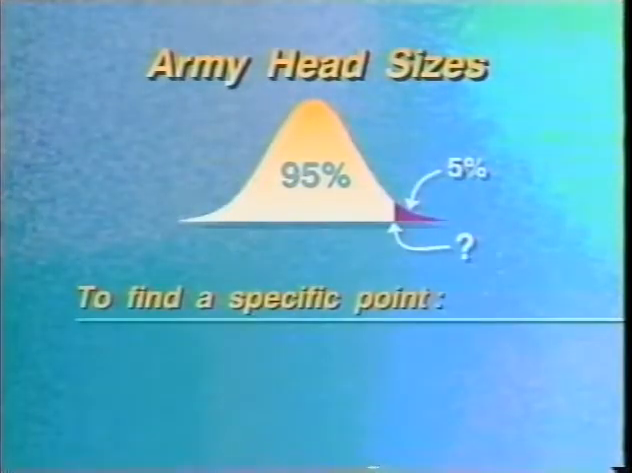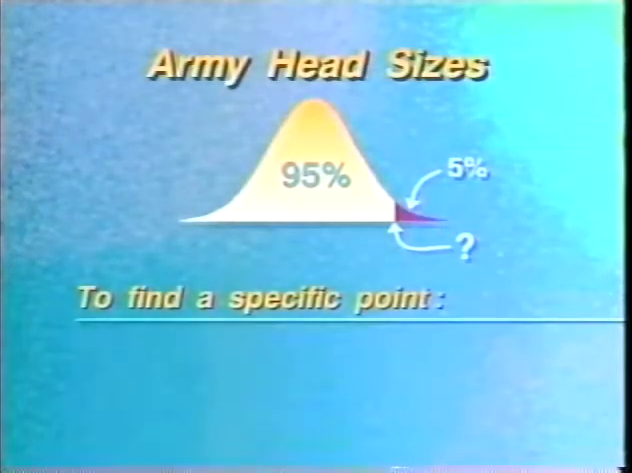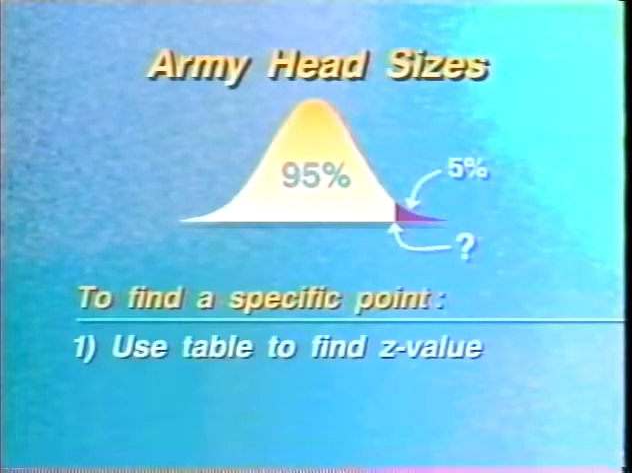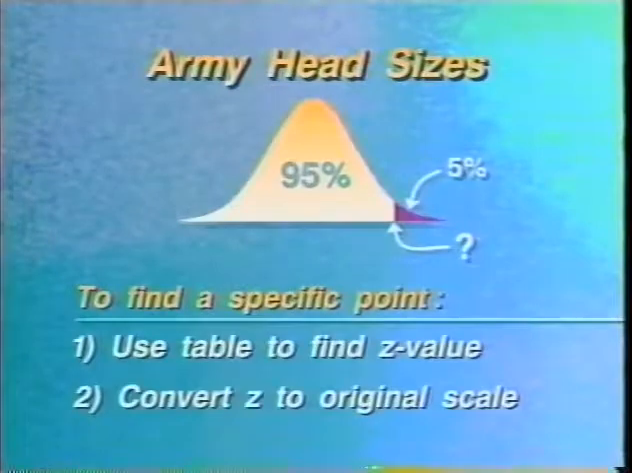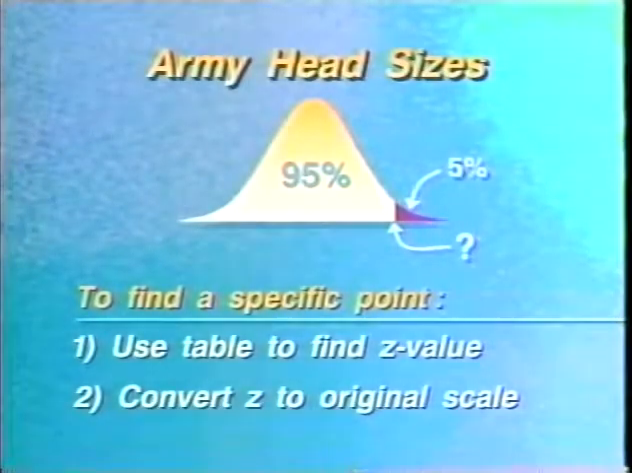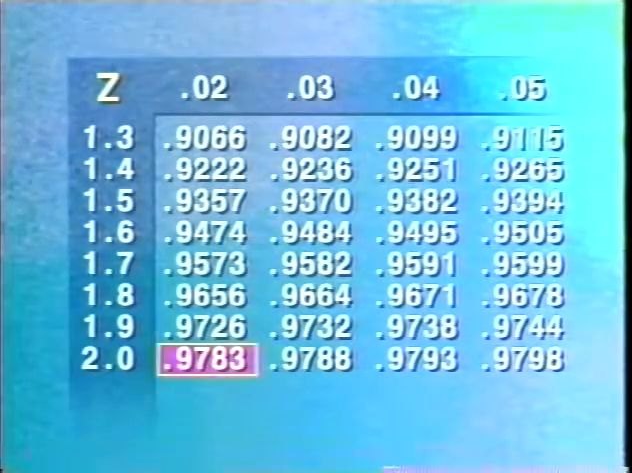Well, our procedure here is exactly the reverse of the process we use to find a percentage. This time we start with the table, get a z-value, then go from z to the original scale. Since the table gives the area below any level, we search the body of the table for the entry closest to 95%. That's 0.95. And here it is, 0.9505. Using the table in reverse gives us a z of 1.65.